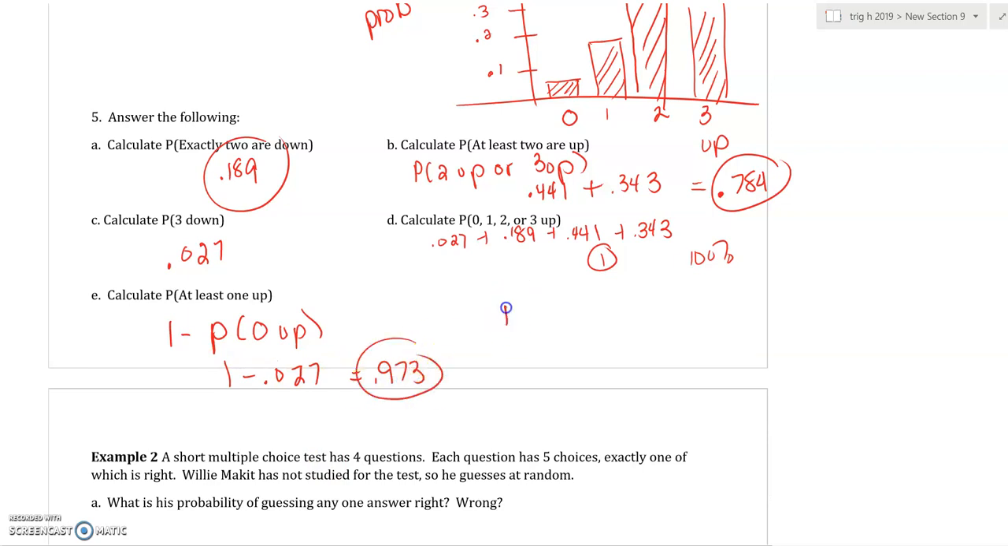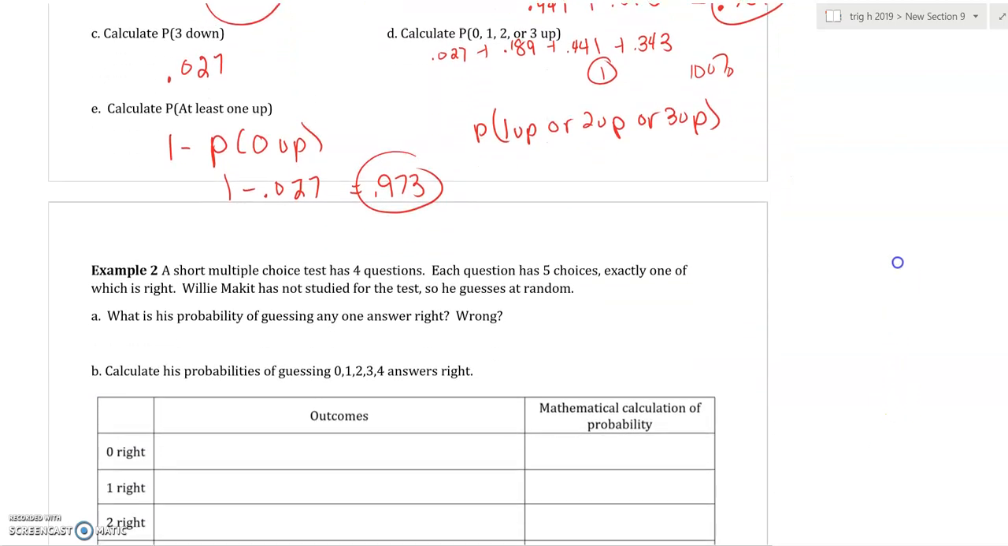Or you could have said 1 up, or 2 up, or 3 up. That would have taken a little bit longer and added those together. Okay, our next example.